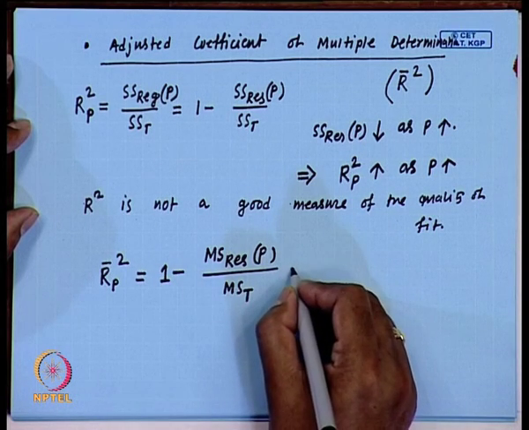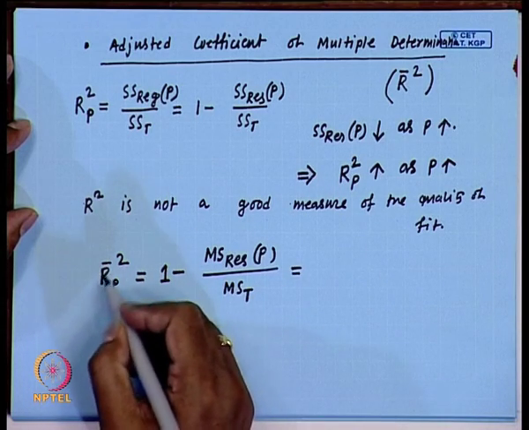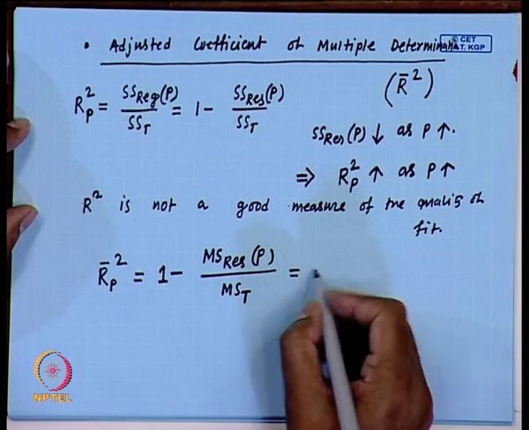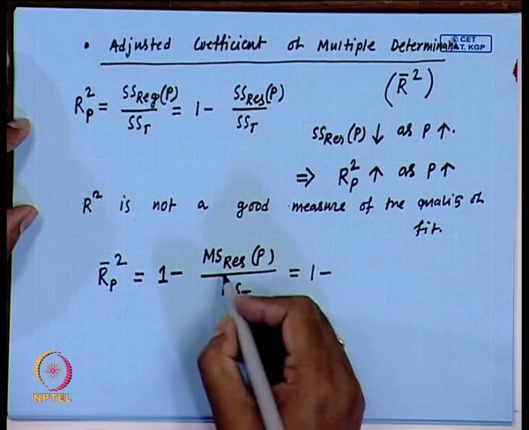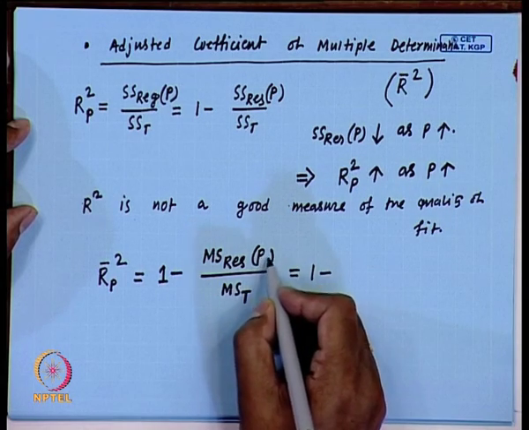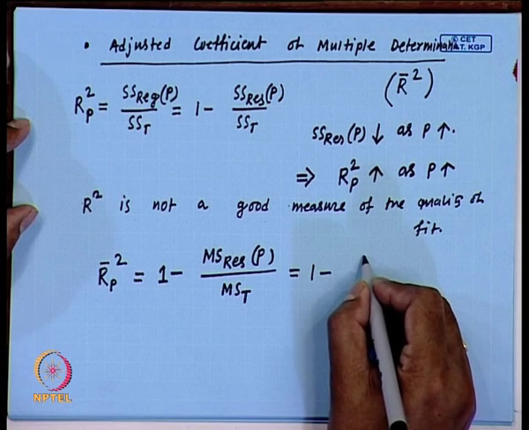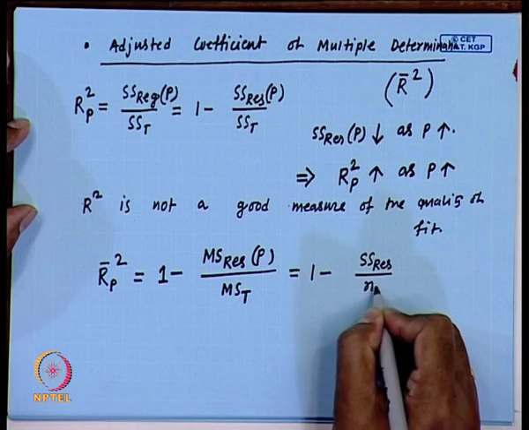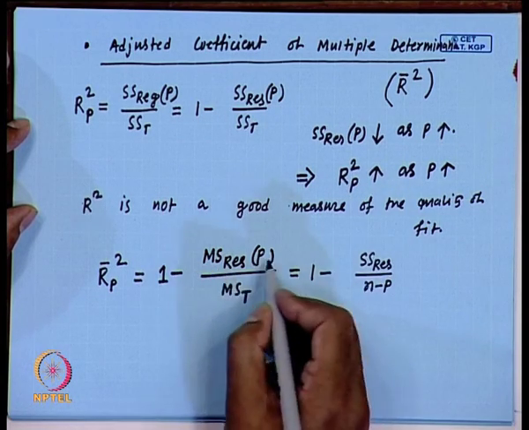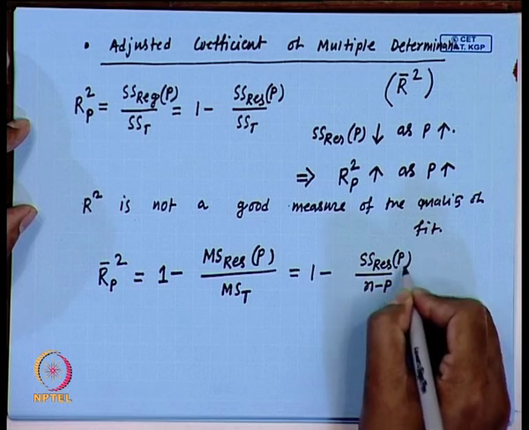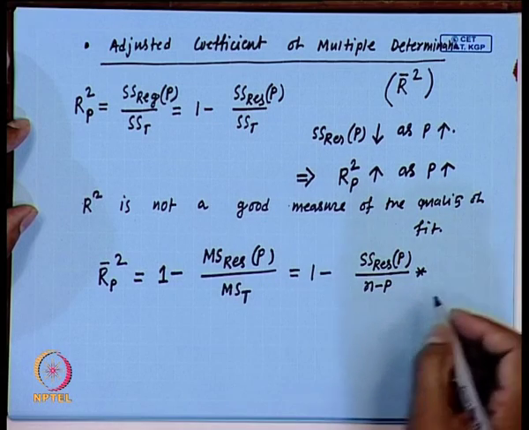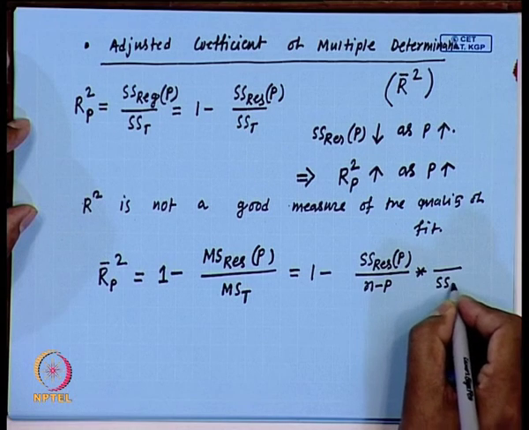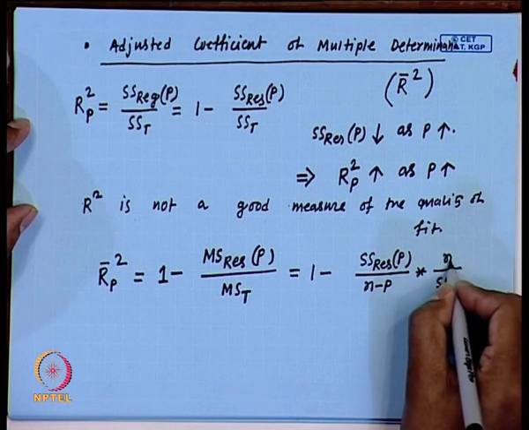and then this adjusted R square can be written in terms of R square. So, this is equal to 1 minus MS residual when there are p minus 1 regressors in the model. I can write that as SS residual by the degree of freedom n minus p. So, this is nothing but MS residual p, right. Now, what is MST? MST is nothing but SST by the degree of freedom n minus 1.